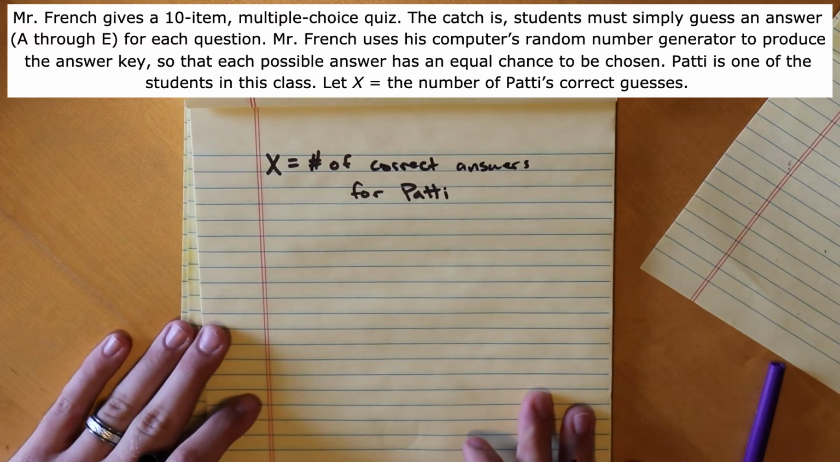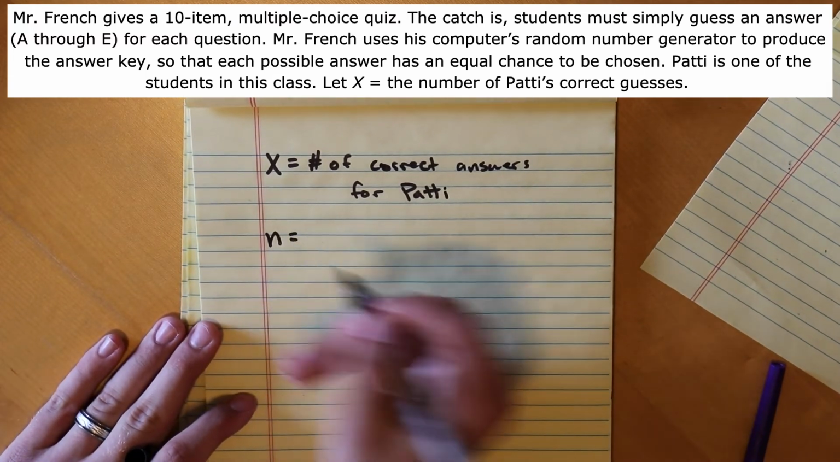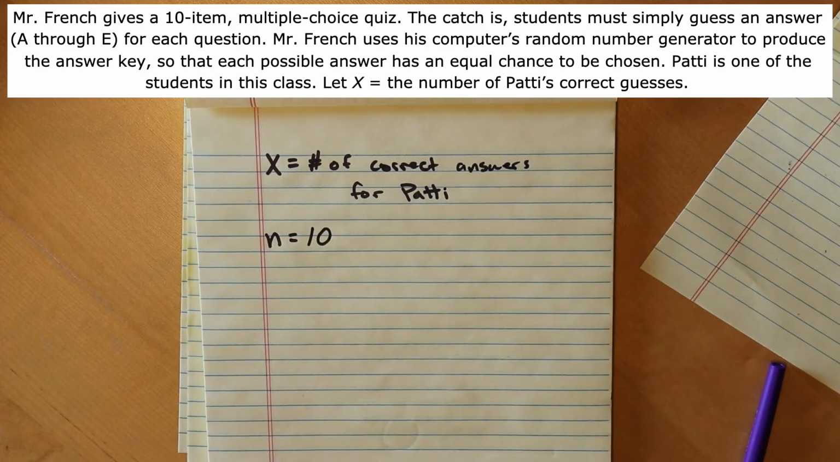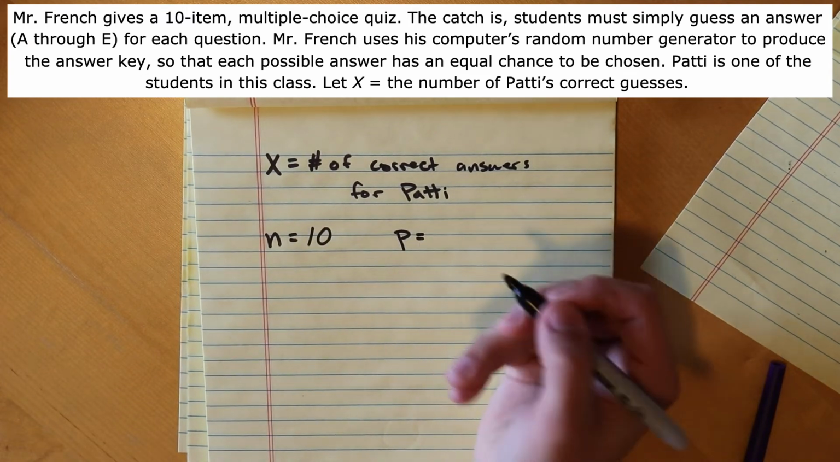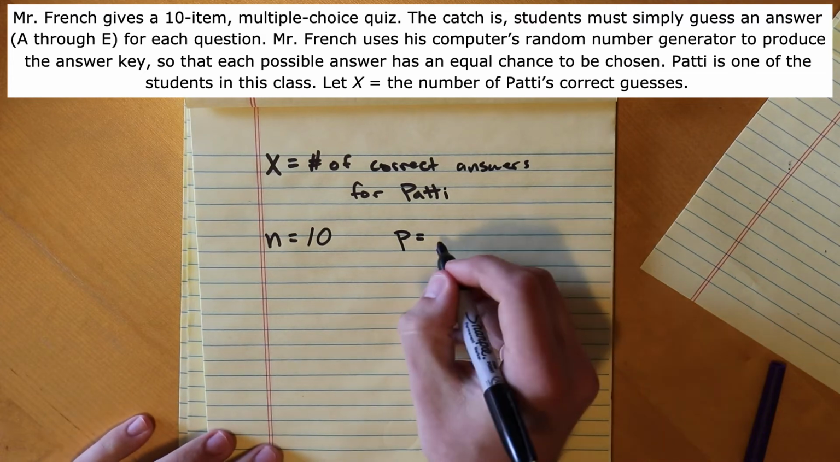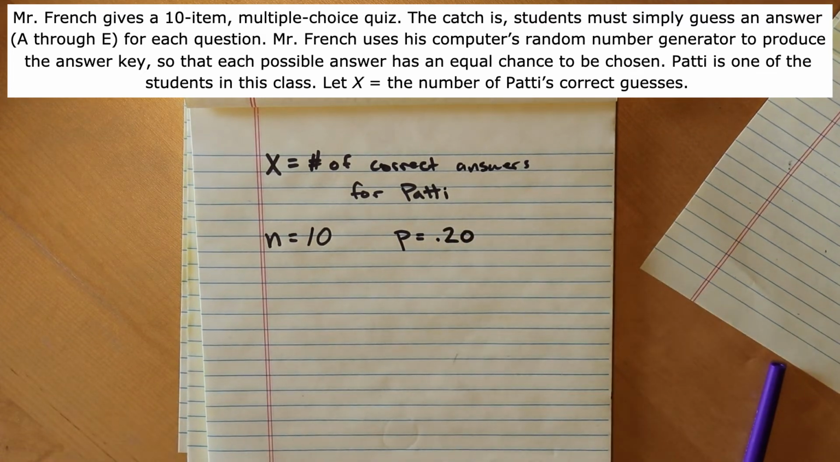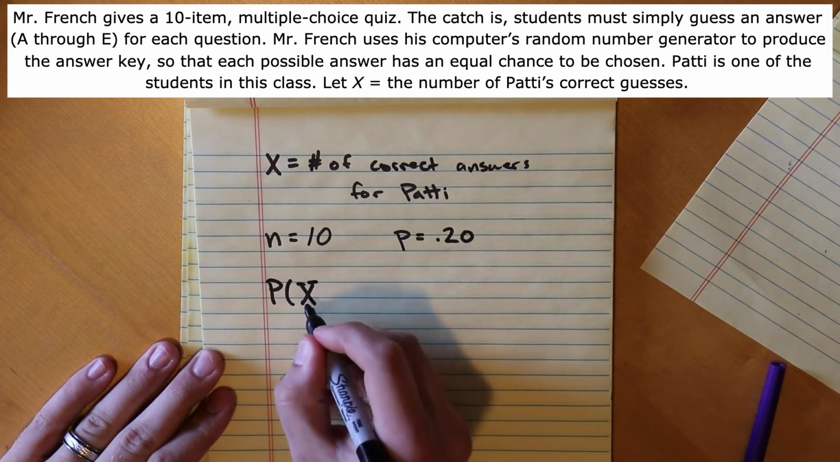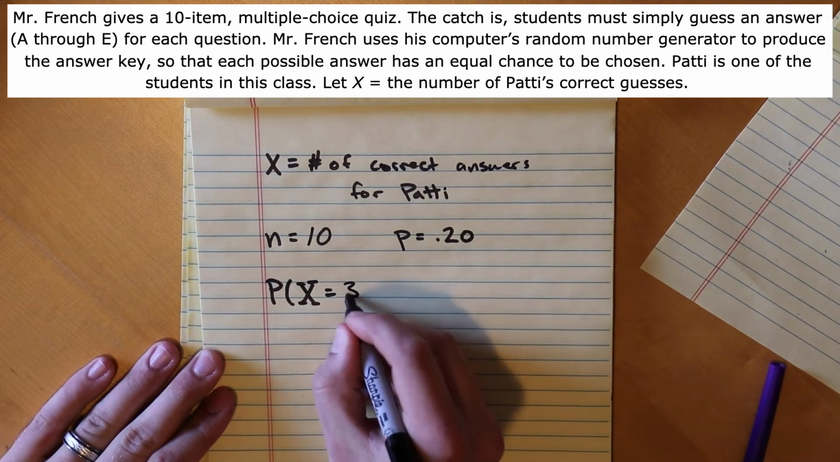So let's write a few things down here. We do have a set number of trials here. It is a 10-question multiple choice test. The probability of success, well, it's 1 out of 5, which is a 20% chance. So I'm curious to find the probability that X equals 3.